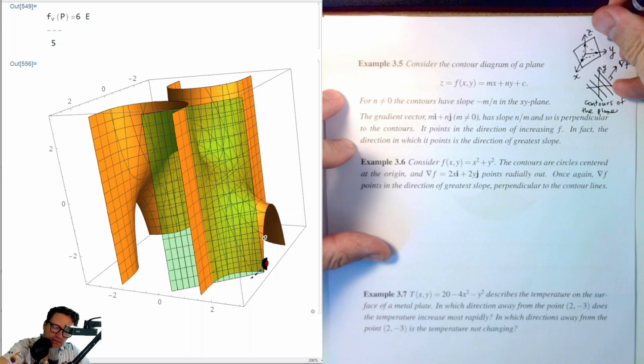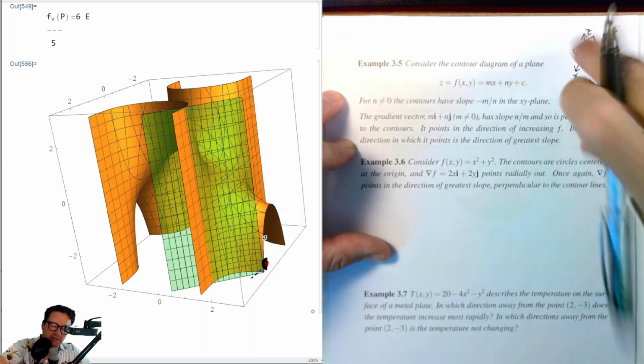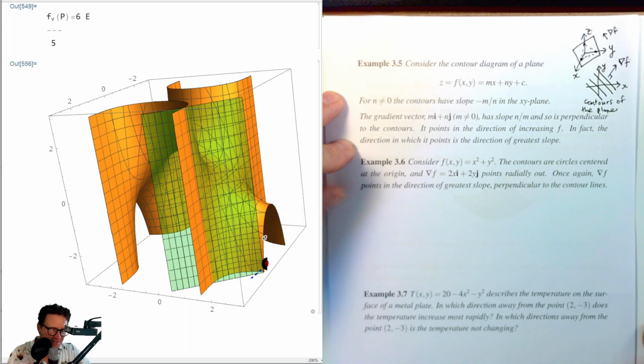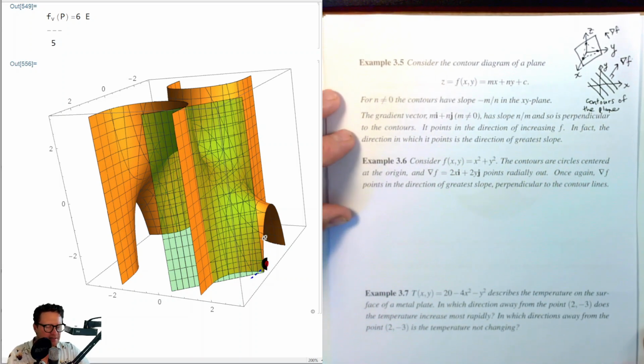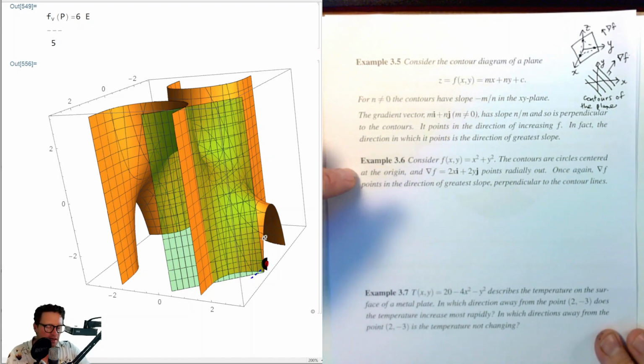So let's try to, it would be like this, right? Grad f would tell you to go that way. You'd be ascending most rapidly up that function there that I've sketched by hand. In fact, the direction in which it points is the direction of greatest slope. We already know that. Okay, consider the function f of x y equals x squared plus y squared.